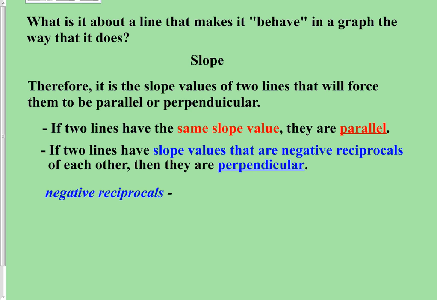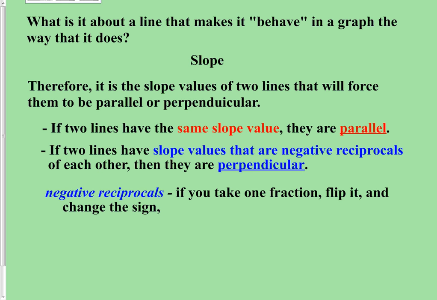Negative reciprocals means this. If you were to take one fraction and turn it upside down, or flip it, and then change the sign of that fraction, meaning we're going to go from positive to negative or from negative to positive, okay, if that ends up making it look like the other fraction, then you have negative reciprocals.